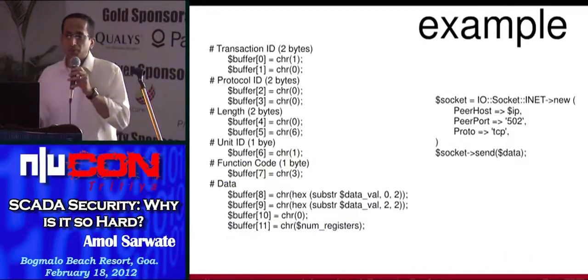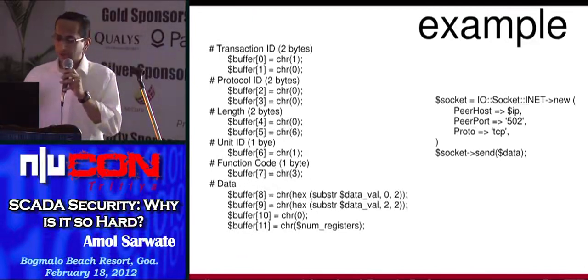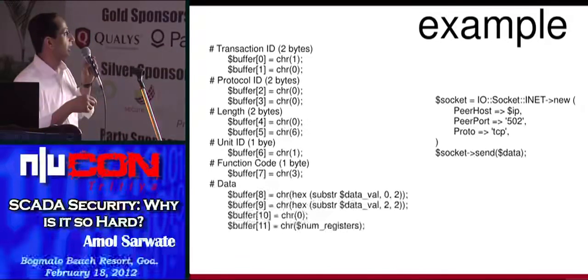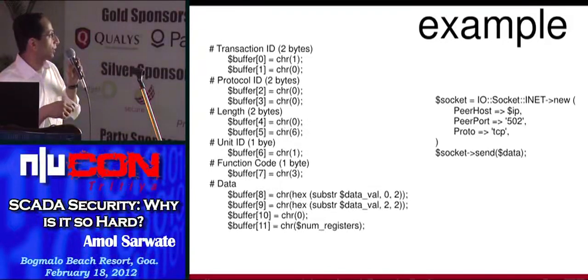This is an example of a Perl snippet that creates a sample Modbus packet. As we saw before, it has a 2-byte transaction ID. In this case, I have put the transaction ID as 256. Protocol ID for Modbus is always 0.